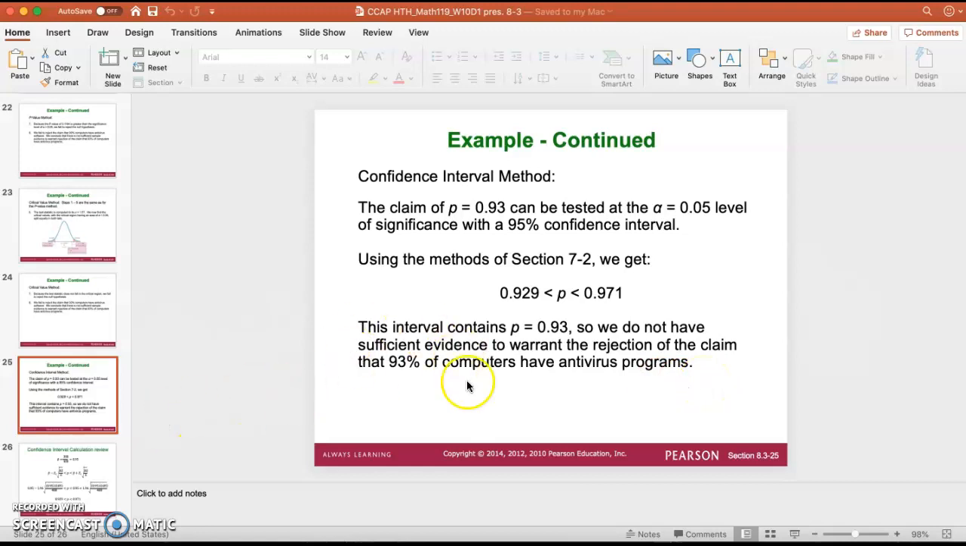And so this is one of those cases where it looks like the confidence interval method actually gives the same answer as the p-value and traditional method. Just know that that may not always be the case. Confidence intervals may give different answers sometimes.